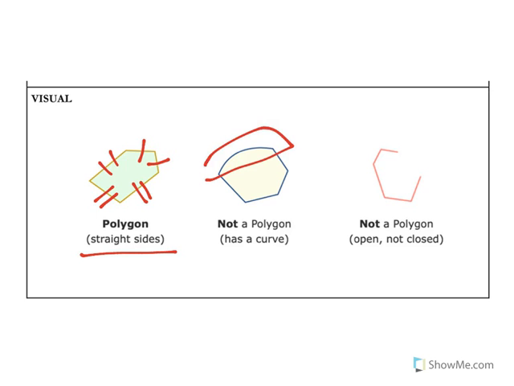This is not a polygon based on the fact that it has a curve here. Polygons have to have straight sides, so watch for that. And this is not a polygon based on the fact that it is open. It has to be closed in order to be a polygon.